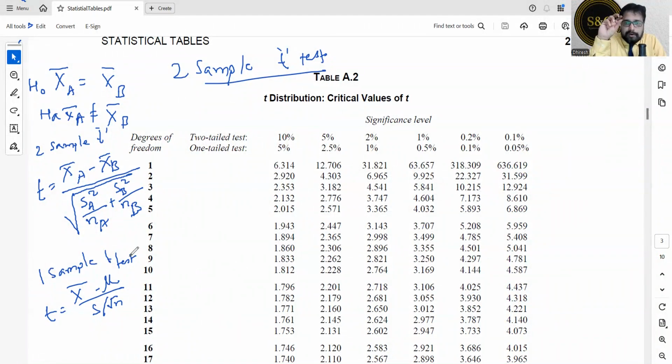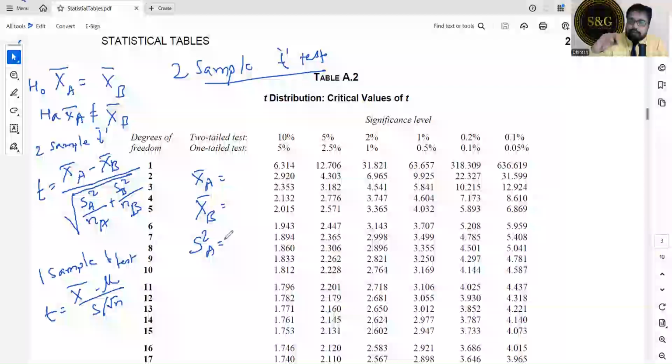So once you collect the data, you have to calculate. Only three things are required. What are the three things? X bar A, which is the mean of sample A, and X bar B, which is the mean of sample B. Then the variance. You get variance or standard deviation, the same thing, right? If you take the square of variance, it is standard deviation. It is the variance of sample A and the variance of sample B. And then NA is the number of data points of A and NB the number of data points of B.